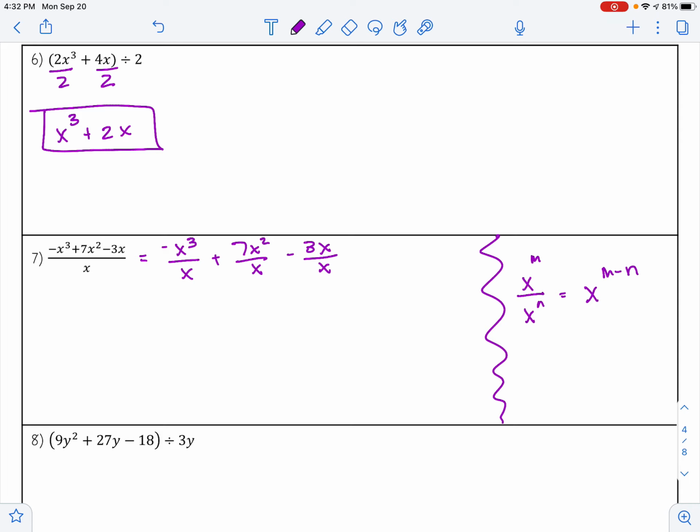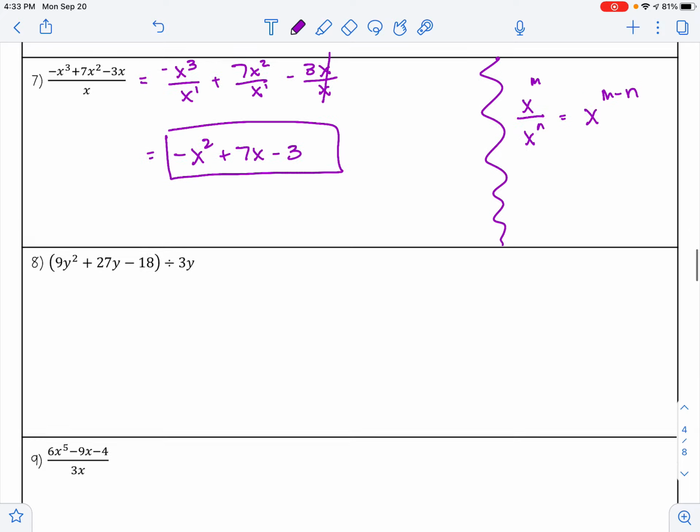So if this exponent is like a 1, then 3 minus 1 is 2, so that would give me negative x squared. For this next one, x squared divided by x, well, 2 minus 1 is just 1, so that's 7x. And then here, x divided by x is 1, so that just leaves me with negative 3. So my answer is negative x squared plus 7x minus 3.